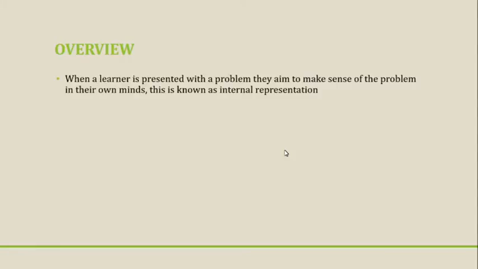Learners presented with a problem aim to make sense of the problem in their own minds. This is known as internal representation. This is often done in a simplistic manner, such as making inferences and assumptions. See the ladder of inferences by Peter Senge that we looked at in Unit 2. The internal representation forms an input into a group's external representation.